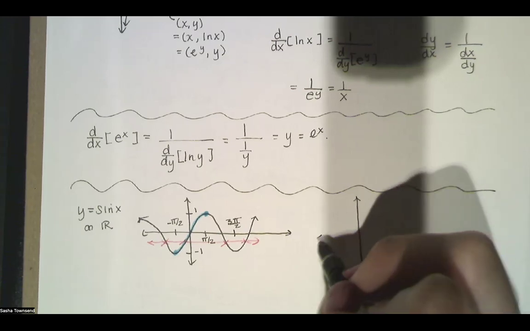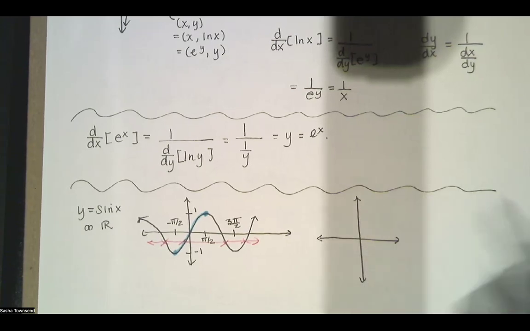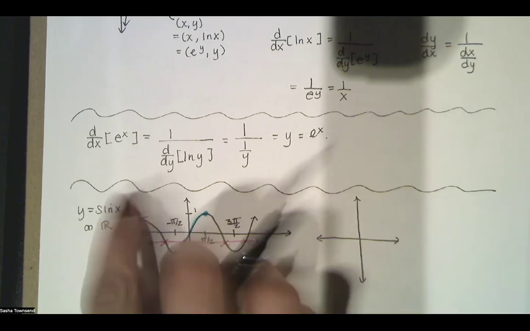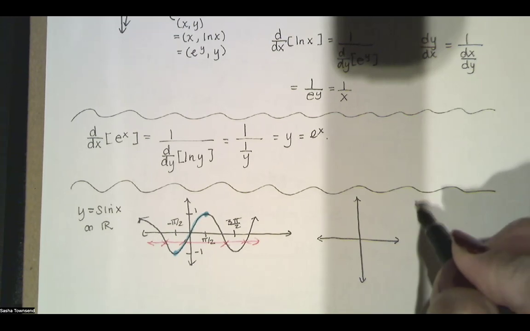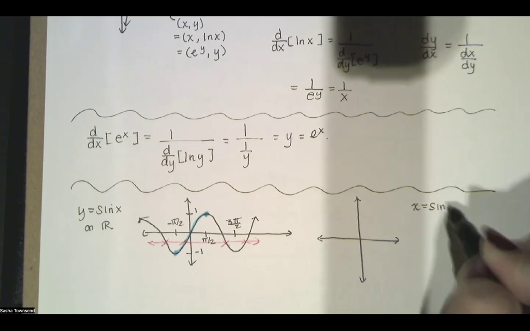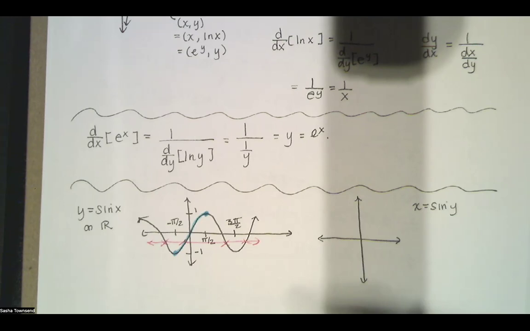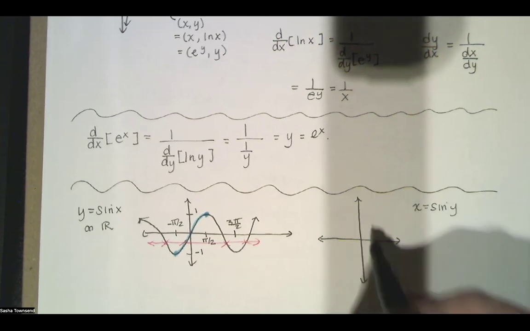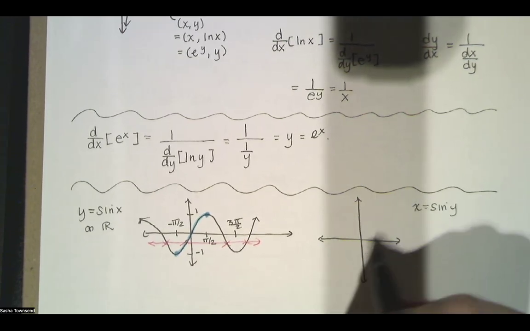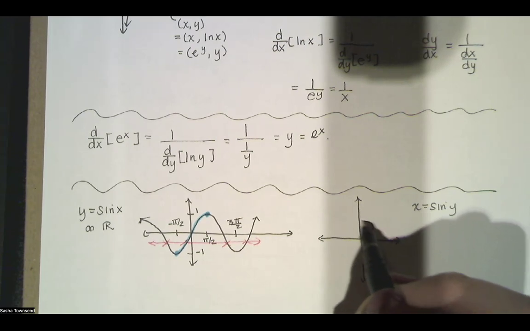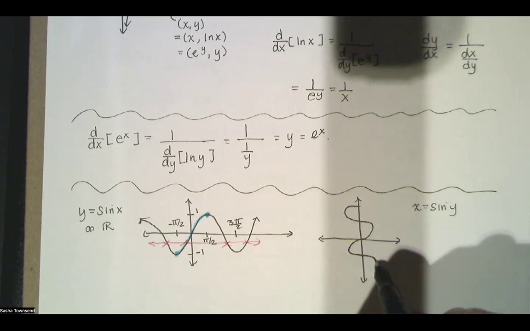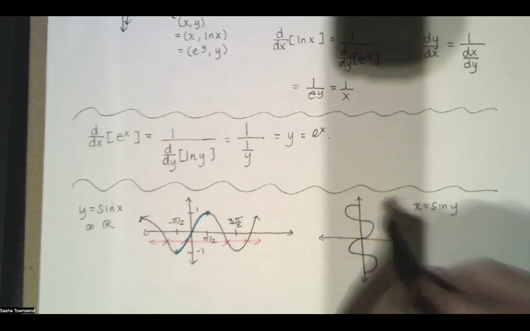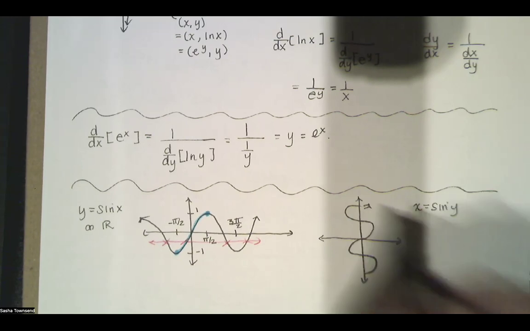Now, first of all, if I took the original function y equals sine of x, and I just switched the roles of x and y, so I have x equals sine of y, I would not have a function. I would have a relation, and it's going to look like the sine function just turned on its side. So I'm going to have something that looks like this, and then like this. It's a little bit difficult to draw. Oops, so that's at pi.